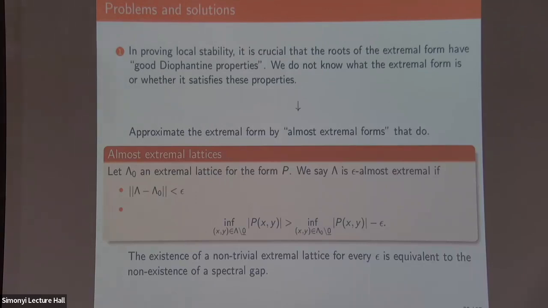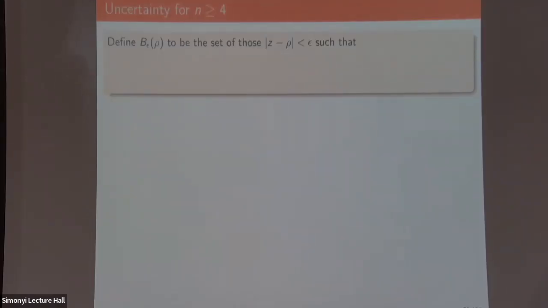Okay, so how do we show that we have almost extremal lattices? The relevant set in this case is this B epsilon, which I will be calling. You fix some rho, some number, and you define B epsilon to be the set of numbers Z epsilon-close to this rho, such that the Davenport properties of Z are not too much worse than those of rho.